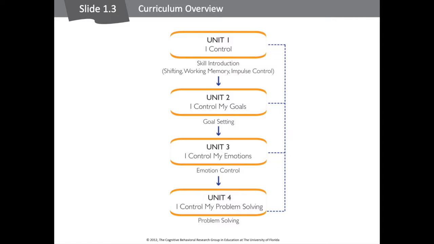As you can see, iControl contains 4 units. Unit 1 is an introduction to the iControl program. In Unit 2, you'll learn how to set and pursue goals that are important to you. And in Unit 3, you'll learn to identify your emotional triggers and strategies for controlling emotions. In Unit 4, you'll work on using self-control to solve problems, especially the ones that involve other people.